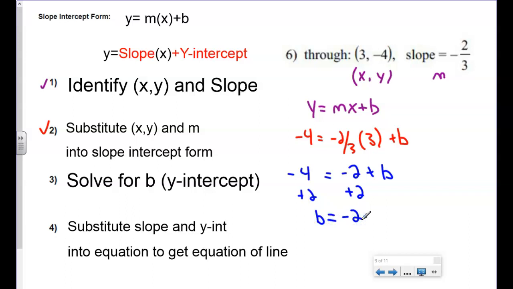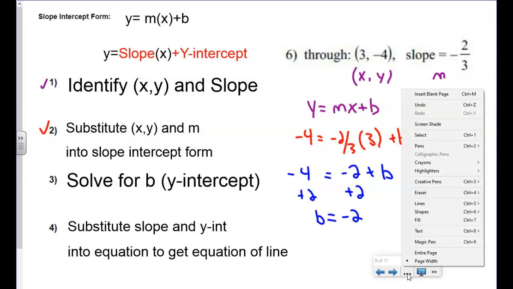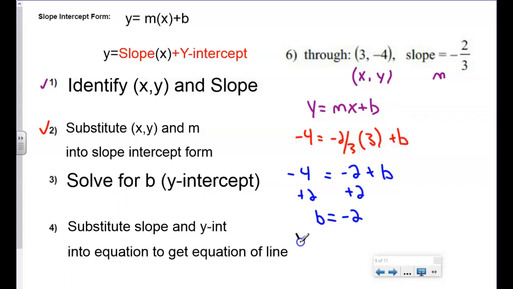So I know my slope is -2/3, and I know that my y-intercept is -2. So what we'll do is just write down the final equation of the line. y equals -2/3 x plus -2. Or minus 2, doesn't matter, both are the same. Okay, that's how we do that.